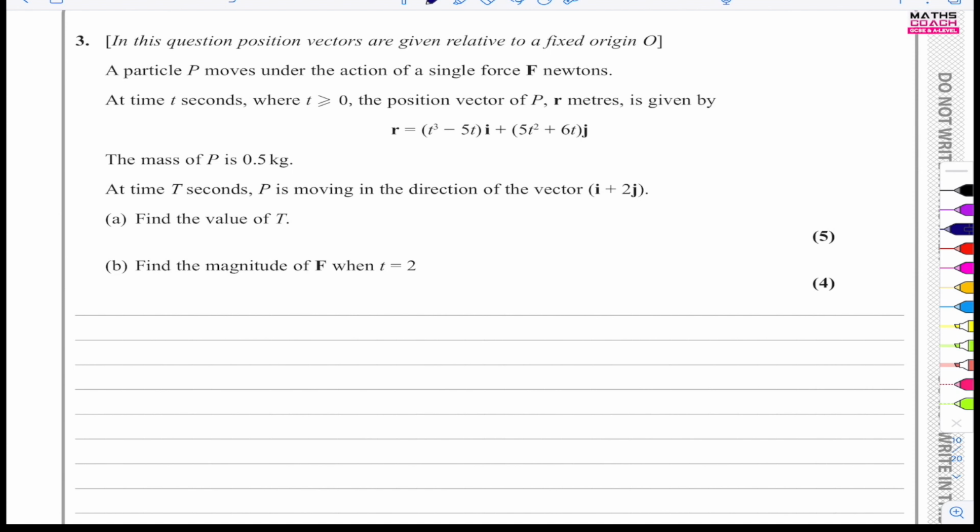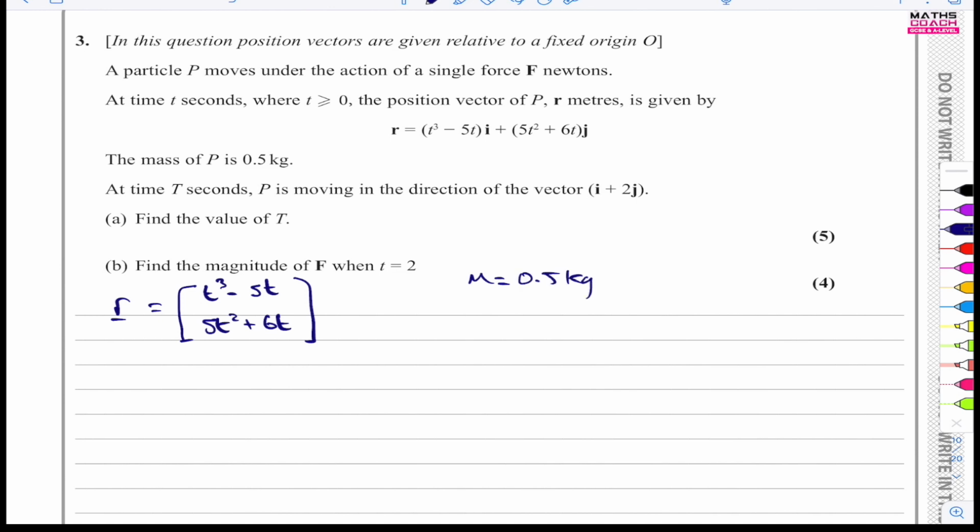All right, so question 3. A particle moves under the action of a single force F. At time t seconds, the position vector r is given as, I prefer to write in column form, so that's t cubed minus 5t for i, and j is 5t squared plus 6t. Right, so the mass is 0.5 kilograms.